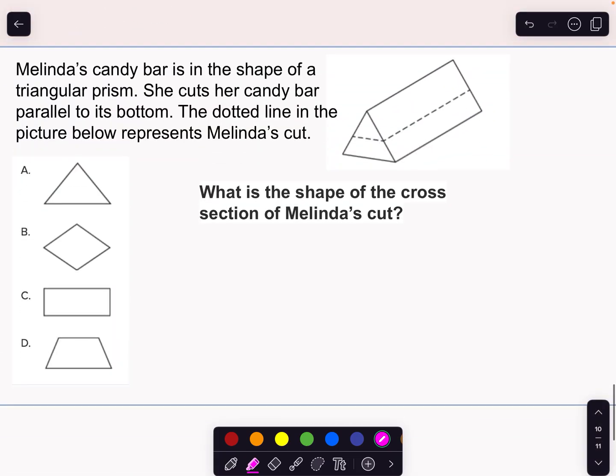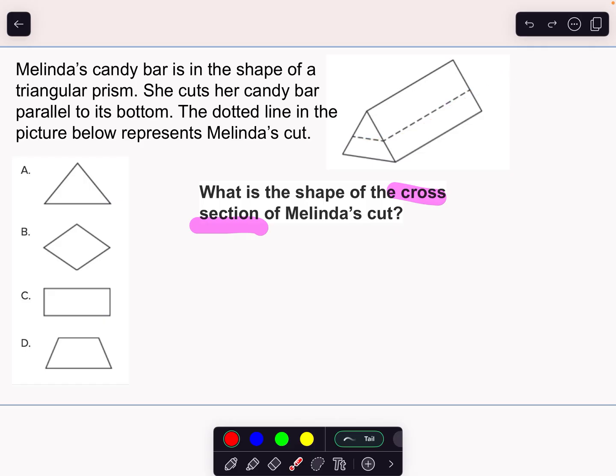Okay, last thing, we're going to talk about cross sections, okay? A cross section is when you take a shape and you cut it, and you examine the shape that's left by the cut. So it says Melinda's candy bar is in the shape of a triangular prism. She cuts her candy bar parallel to its bottom. So it's like a knife is coming through and slicing it in half this way. Why that would be cut like that, I don't really know. But I guess you would probably cut it like this normally, like just chop the end off. But she's cutting it this way for some reason.